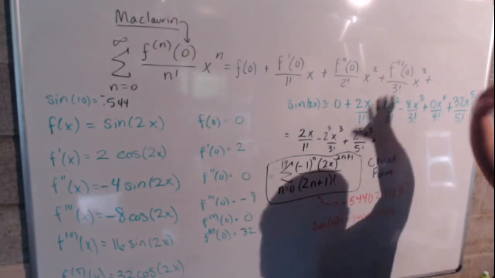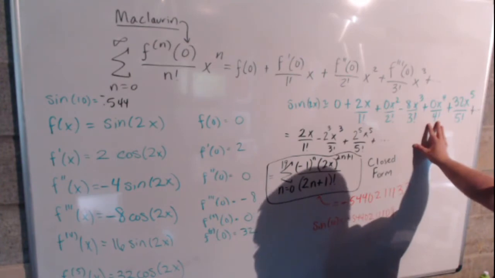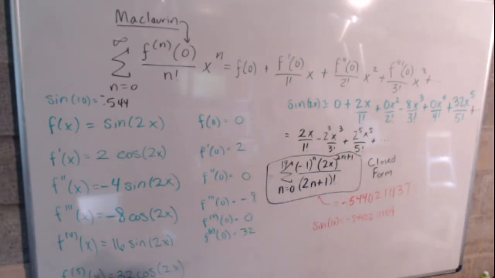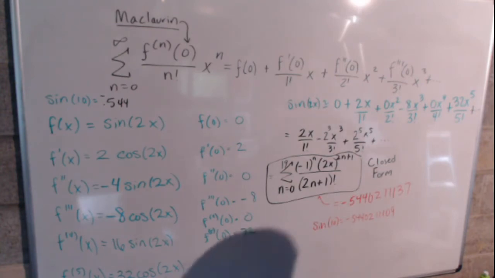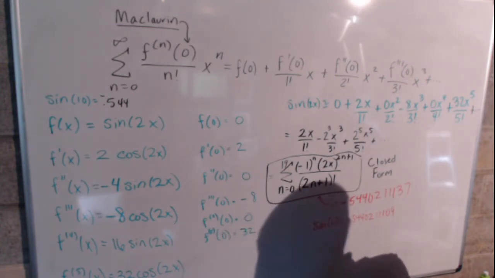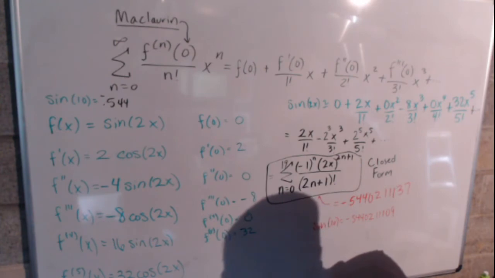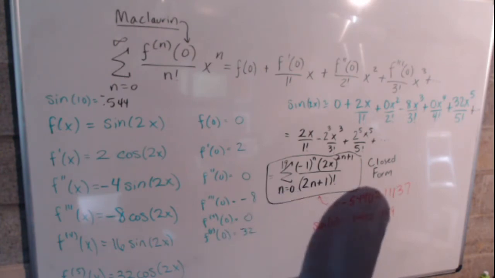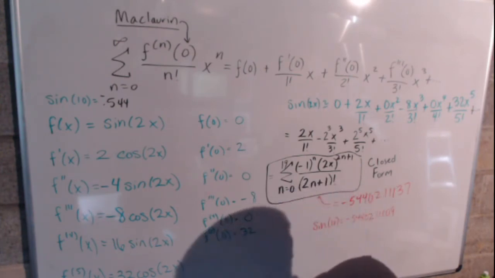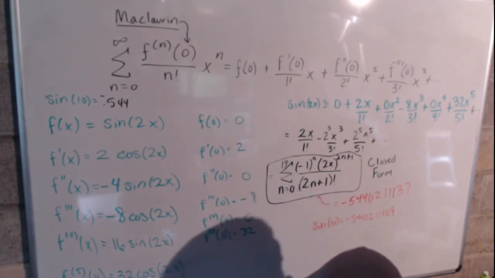Alright, so we've done Maclaurin series. Now let's go ahead and do the Taylor series. And the difference with the Taylor series is that now, instead of evaluating at 0, we're going to evaluate at a.